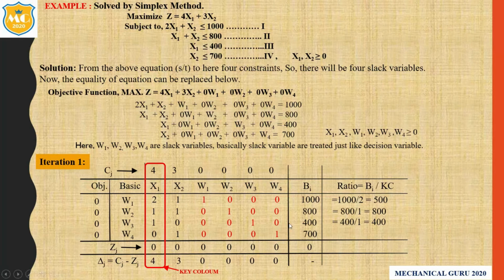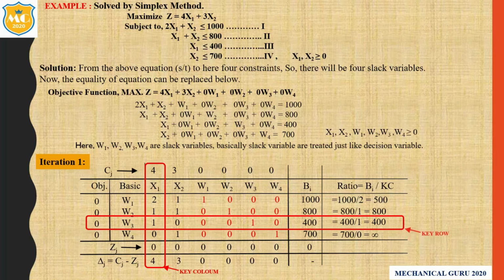And in the last, 700 divided by 0, so that is infinity. Now in a ratio we have to choose the minimum positive number. So the minimum number is 400. So this is our key row. And this is our key element, where the key column and key row intersect at one point.